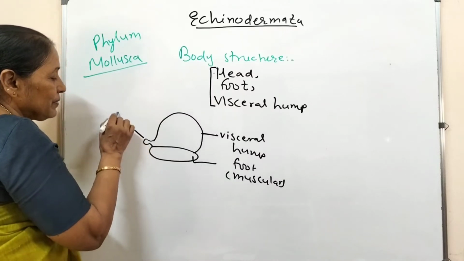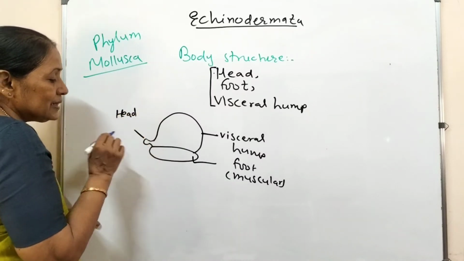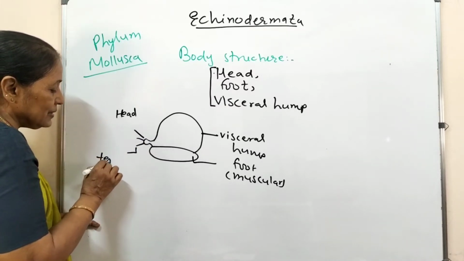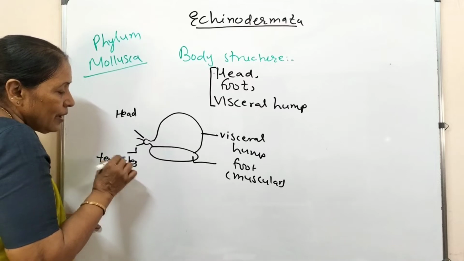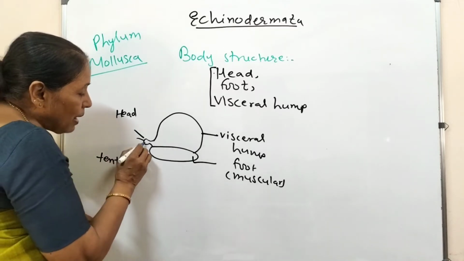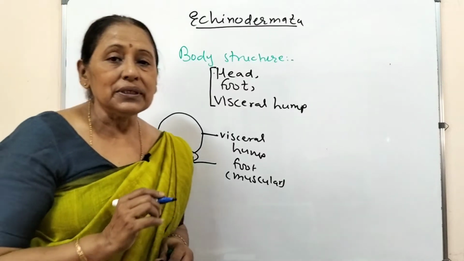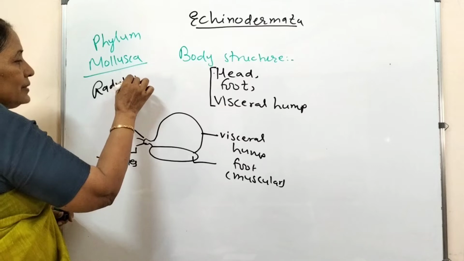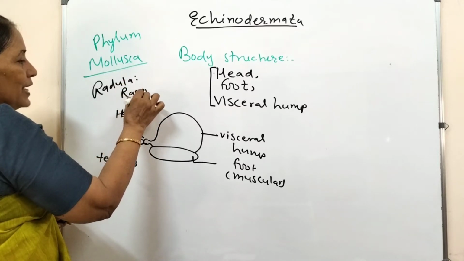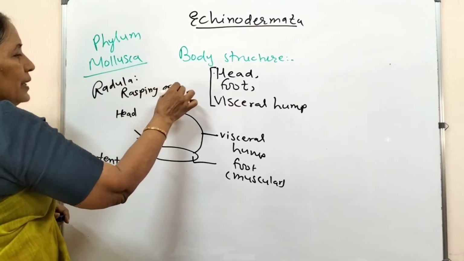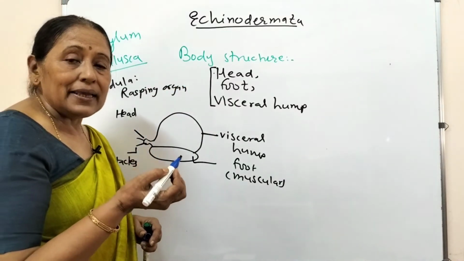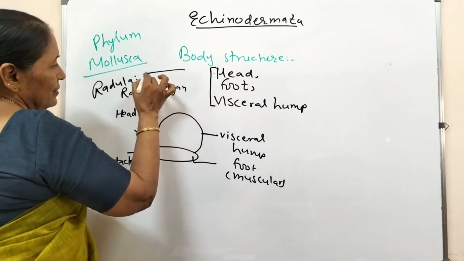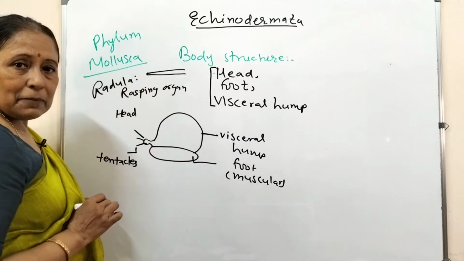This is the head, and this head has sensory tentacles. It is having sensory tentacles, and it has a mouth. And in this mouth, there is one organ called radula. And this radula is its rasping organ. What is radula and what do we mean by rasping organ? Radula is actually a chitinous plate.